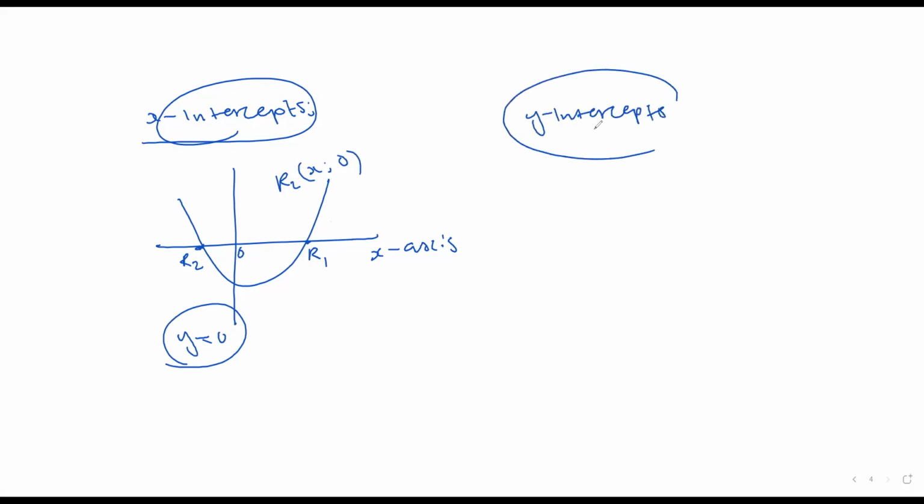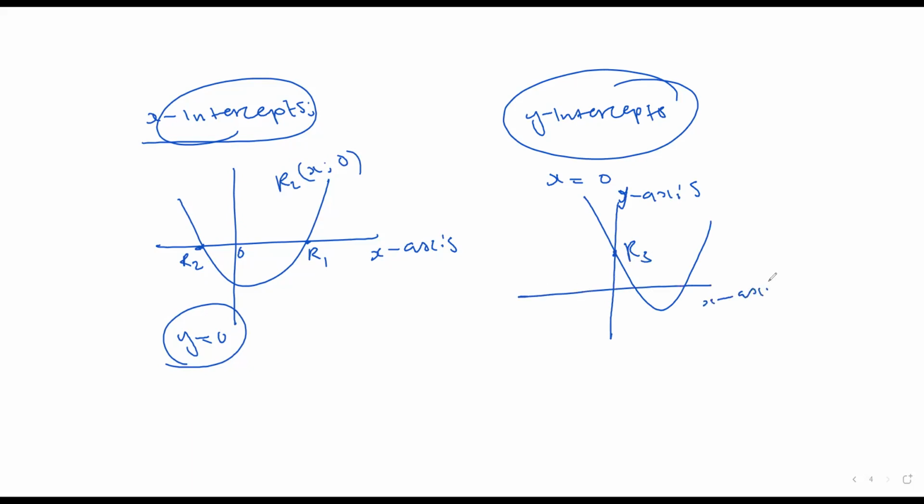Y-intercepts. In the y-intercept, our x is always equal to 0. So basically, you substitute your x with 0. The y-intercept is where our graph touches our y-axis. Where our graph touches the y-axis, we call this point the y-intercept. Then we can have our x-axis there. This point and this point are our x-intercepts.